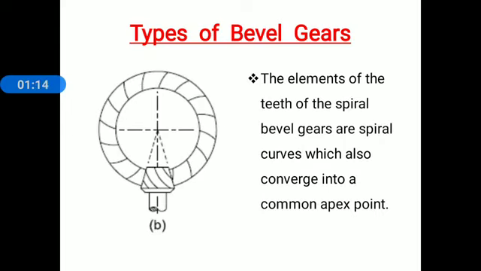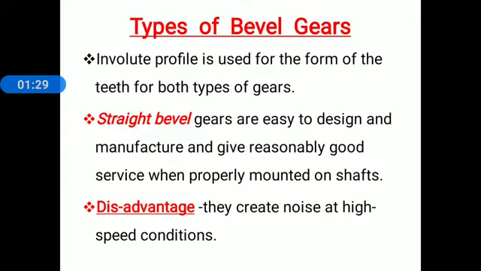Similarly, in a spiral bevel gear, the elements of the teeth are spiral curves which also converge into a common apex point. Involute profile is used for the form of the teeth for both types of gears. Straight bevel gears are easy to design and manufacture and give reasonably good service when properly mounted on shafts. There is one disadvantage of the straight bevel gear: it creates noise at high speed.